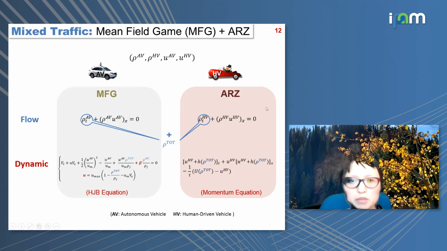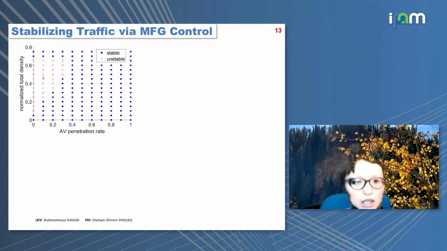The reason we pick the second order model is that we need HV to generate stop and go waves so that we can use AV to stabilize them. But LWR, because it's first order, will never generate a stop and go wave. And then we run the experiment. Here we plot the stable and unstable regions.